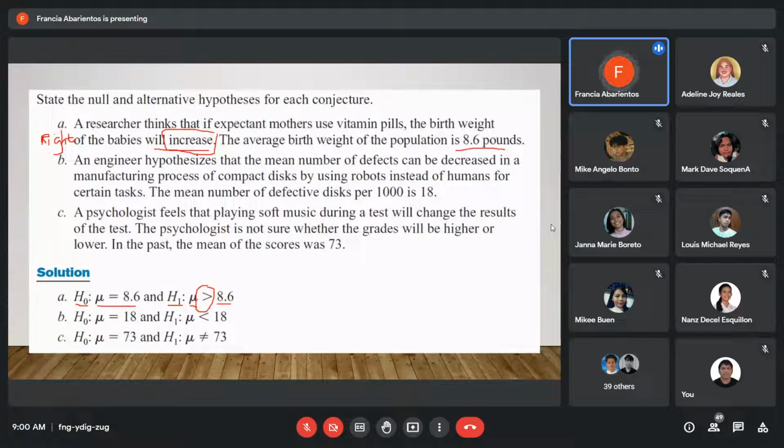Okay, and letter B. Can anyone read the problem or the situation in letter B? In letter B, class, what do you think? Please read the situation B.